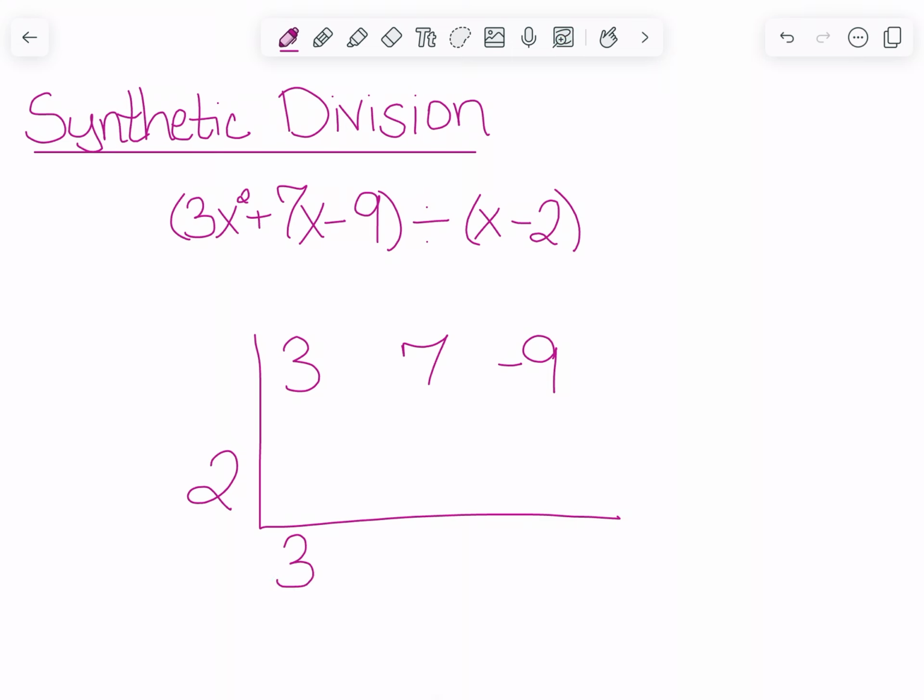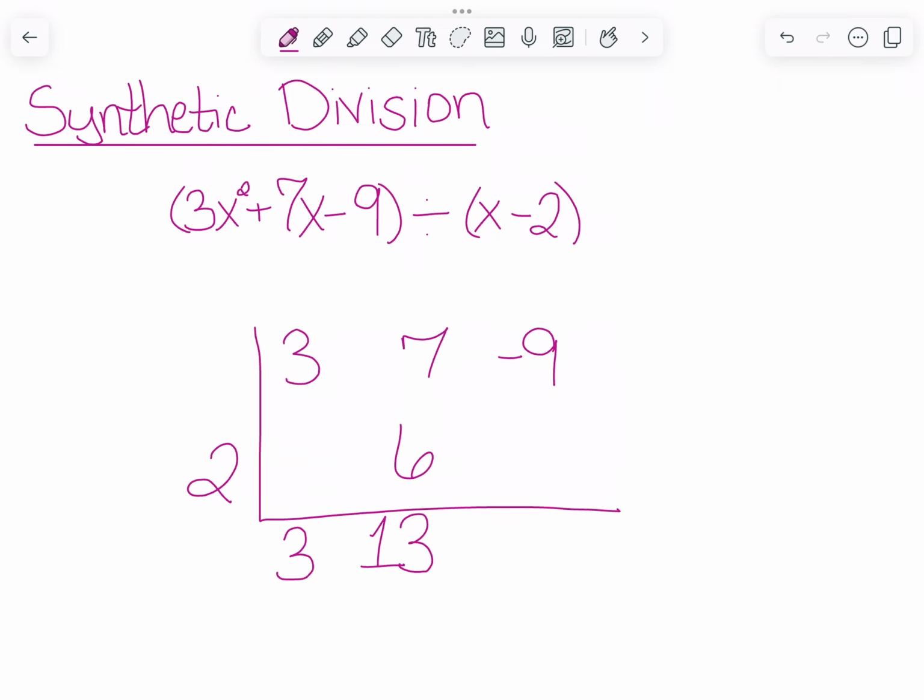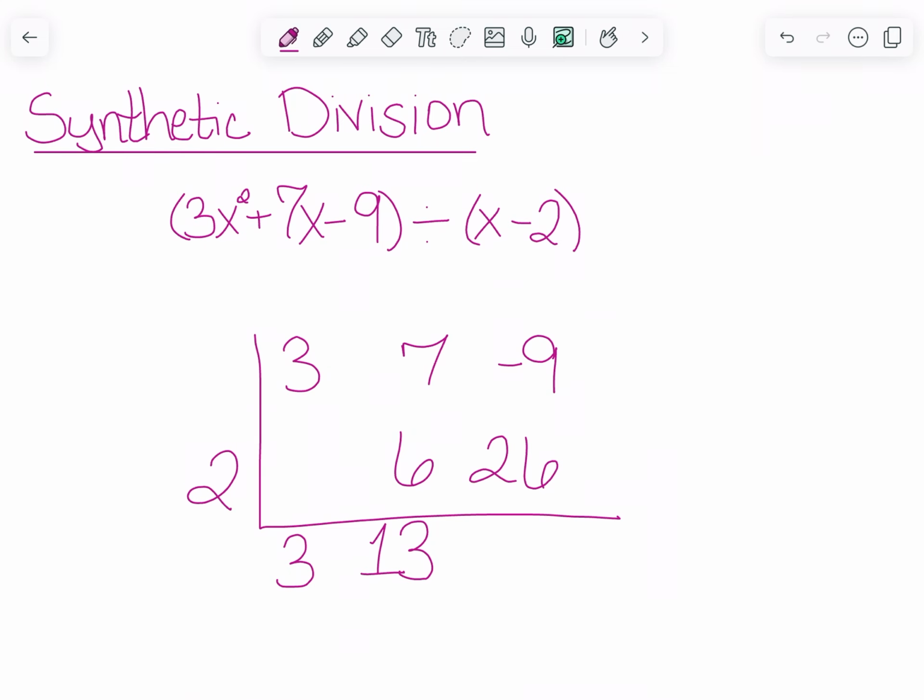We then multiply the second row by the third row, so 2 times 3 is 6. And that goes in my second row. We then add 7 plus 6, which gives us 13. And then we multiply 2 times 13 to get 26. We then add negative 9 plus 26 to get us to 17.